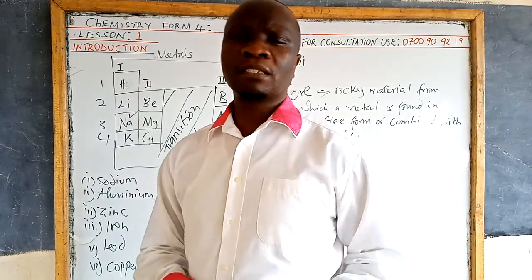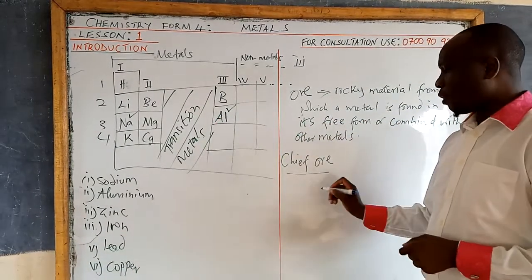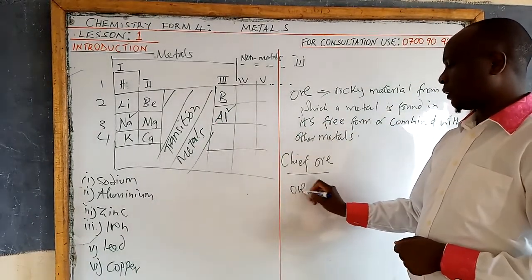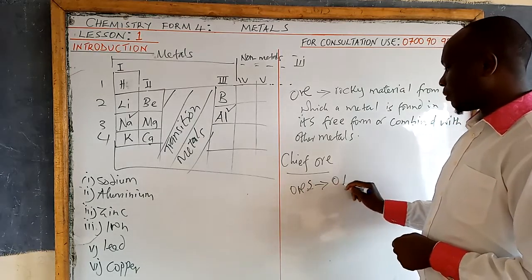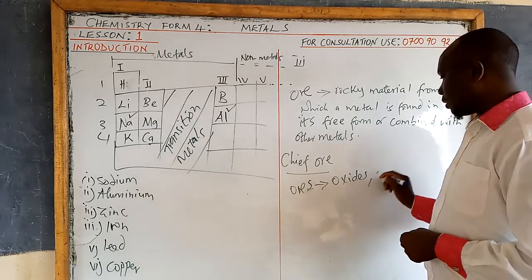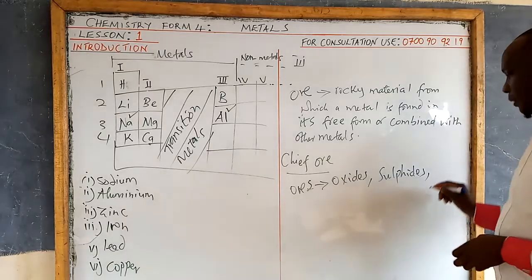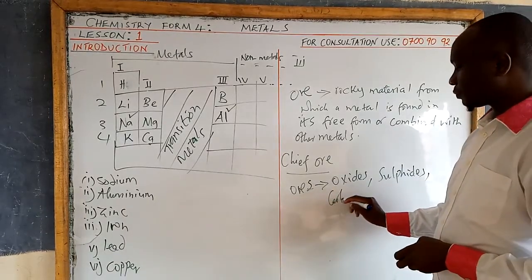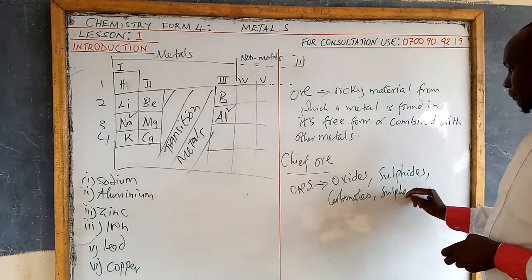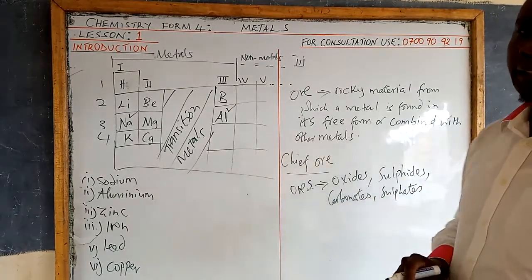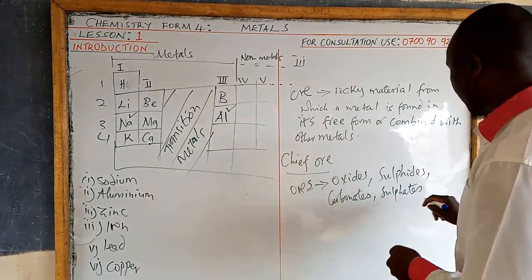Now, some of these metal ores are found in form of oxides. So the ores will be found in form of oxides, sulfides, carbonates, and even sulfates. So we're going to see some of these, and I'm not forgetting the chlorides.